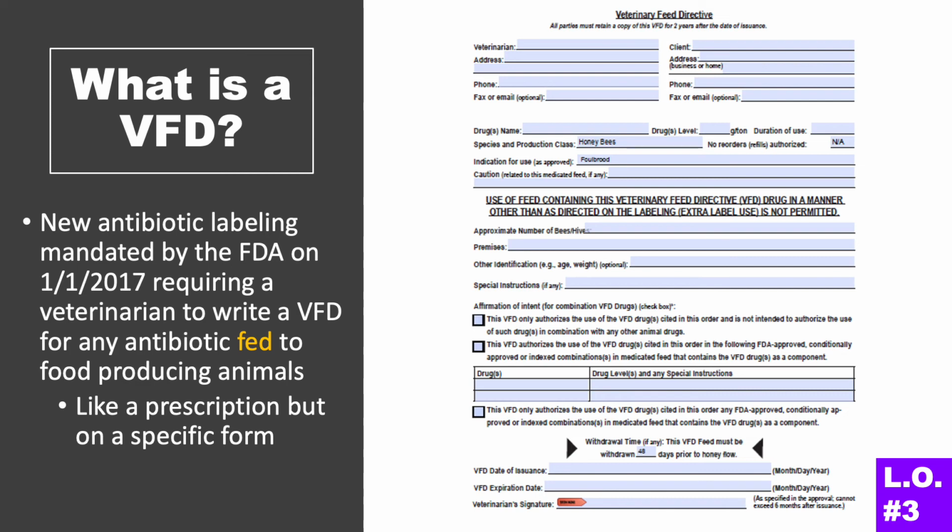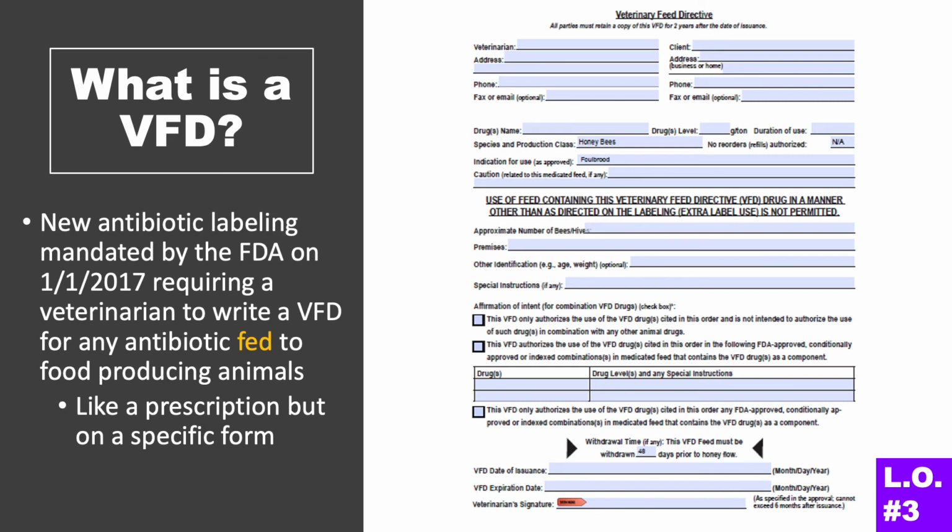a food-producing animal. Because honeybees are listed by the FDA as a food-producing animal, when they are treated with food that contains antibiotics, then they need to have a veterinary feed directive written for them. A veterinary feed directive, like I said, is very similar to a prescription.